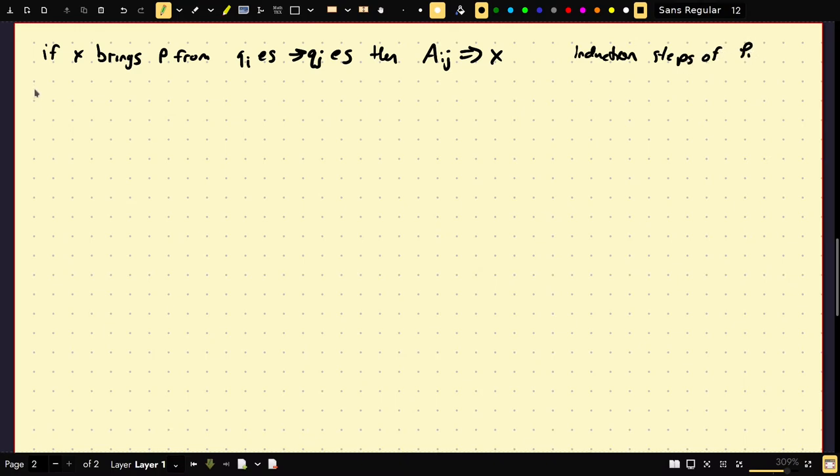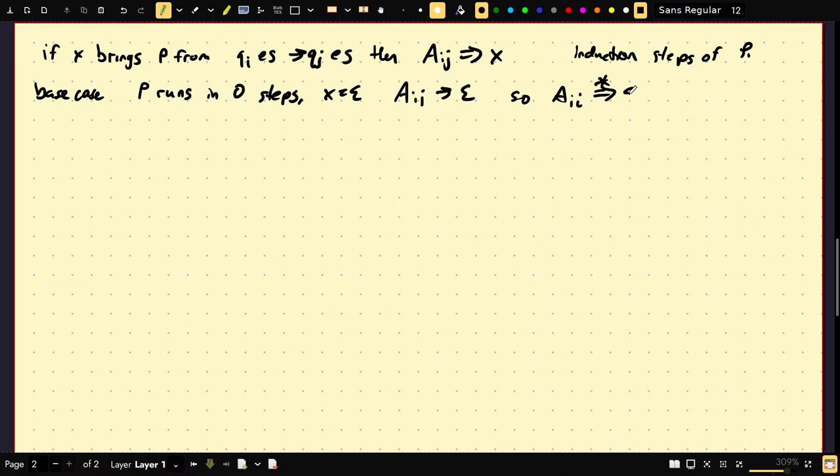So the base case is what? Here, you don't need one. In fact, an automaton can run in zero steps. A grammar must run in one step, technically. We're arguing over very unimportant details, but the base case here is zero. So if P runs in zero steps, it can't read anything. So then X must be equal to epsilon. But we have the rule A_ii produces epsilon. So A_ii does technically produce epsilon. So that technically satisfies our theorem. So now the induction hypothesis.